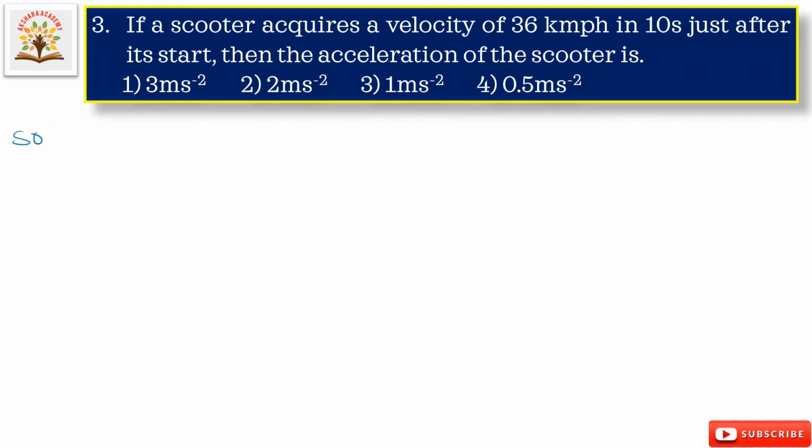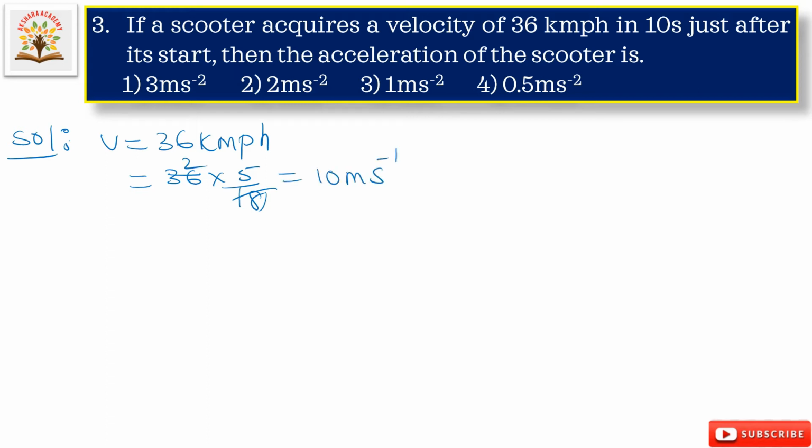Given v is equals to 36 km per hour. Converting kilometer per hour to meter per second, 36 into 5 by 18. 18 ones 18, 18 twos 36, 5 twos 10 meters per second. So next v is equals to 10 meters per second and t is equals to 10 seconds. Here they given that just after its start, so its initial velocity is equals to 0.